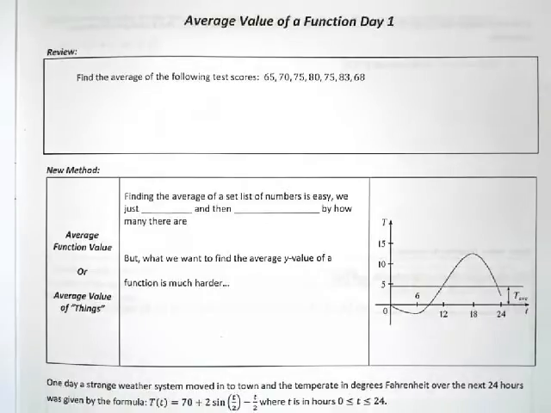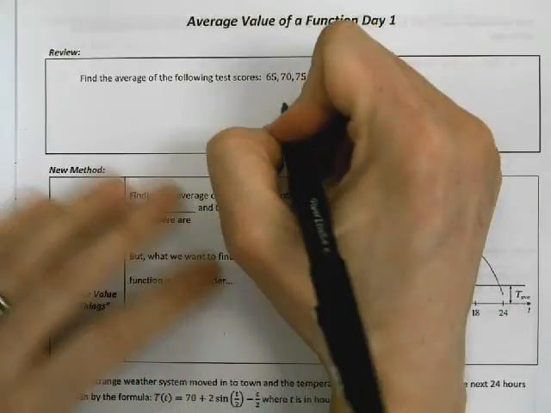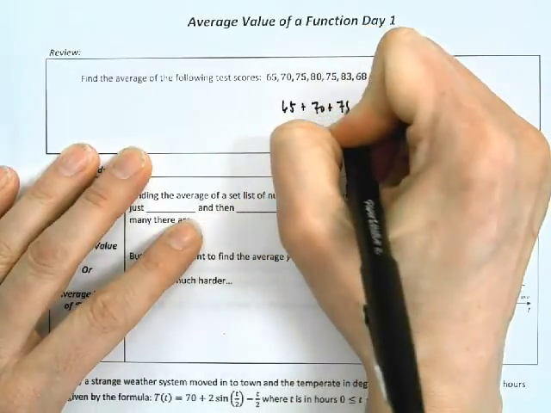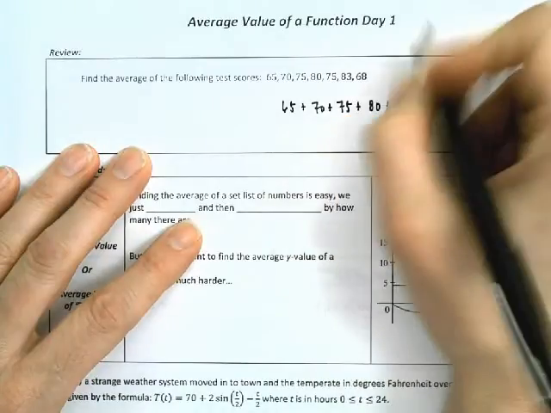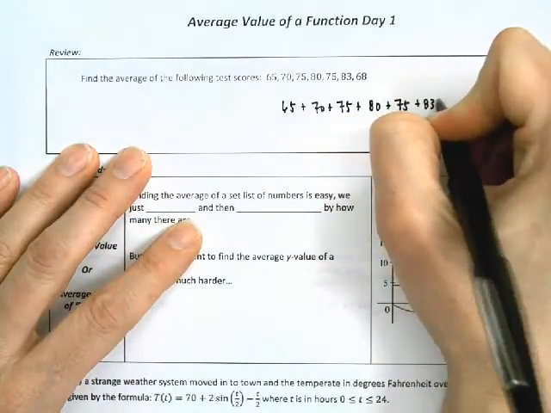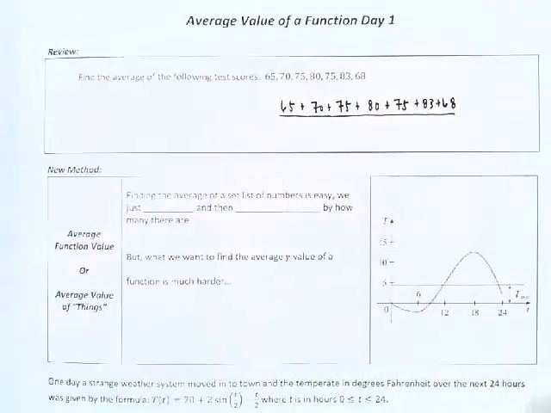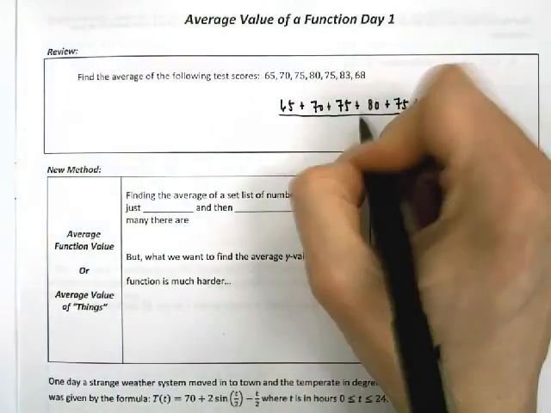So just as a quick review, if we wanted to find the average of the following test scores, hopefully we all know what that would look like. We would just add up the test scores. So 65 plus 70 plus 75 plus 80 plus 75 plus 83 plus 68. So we would add up all the scores and then divide by how many scores there are. So 1, 2, 3, 4, 5, 6, 7 scores.